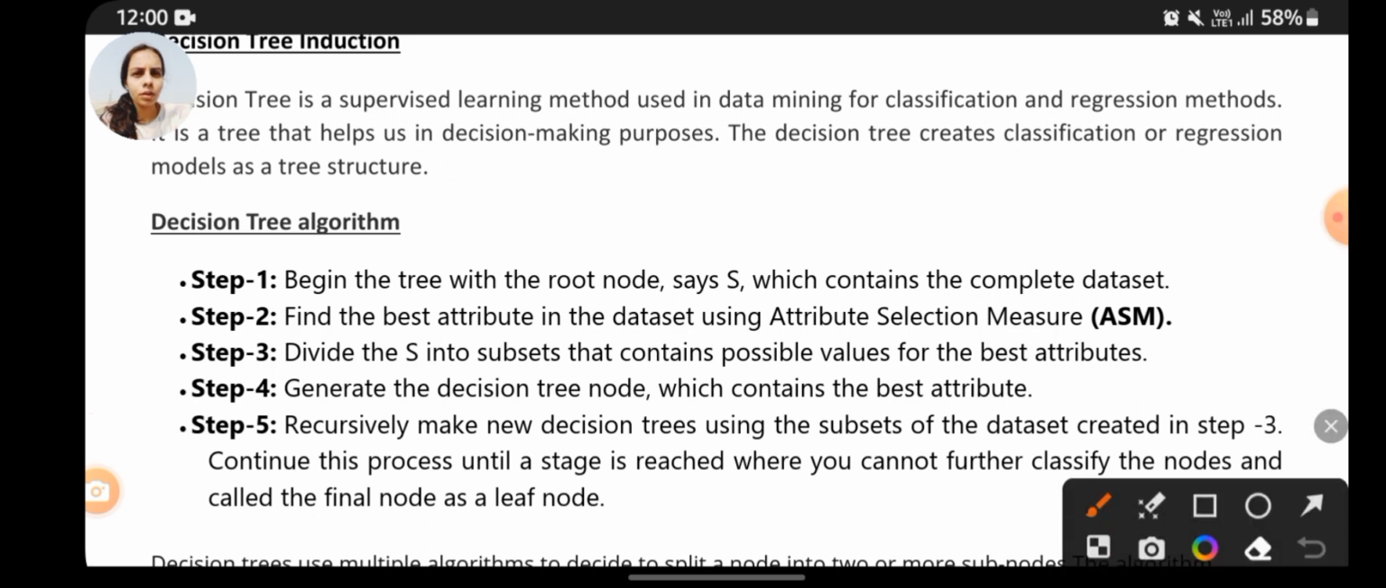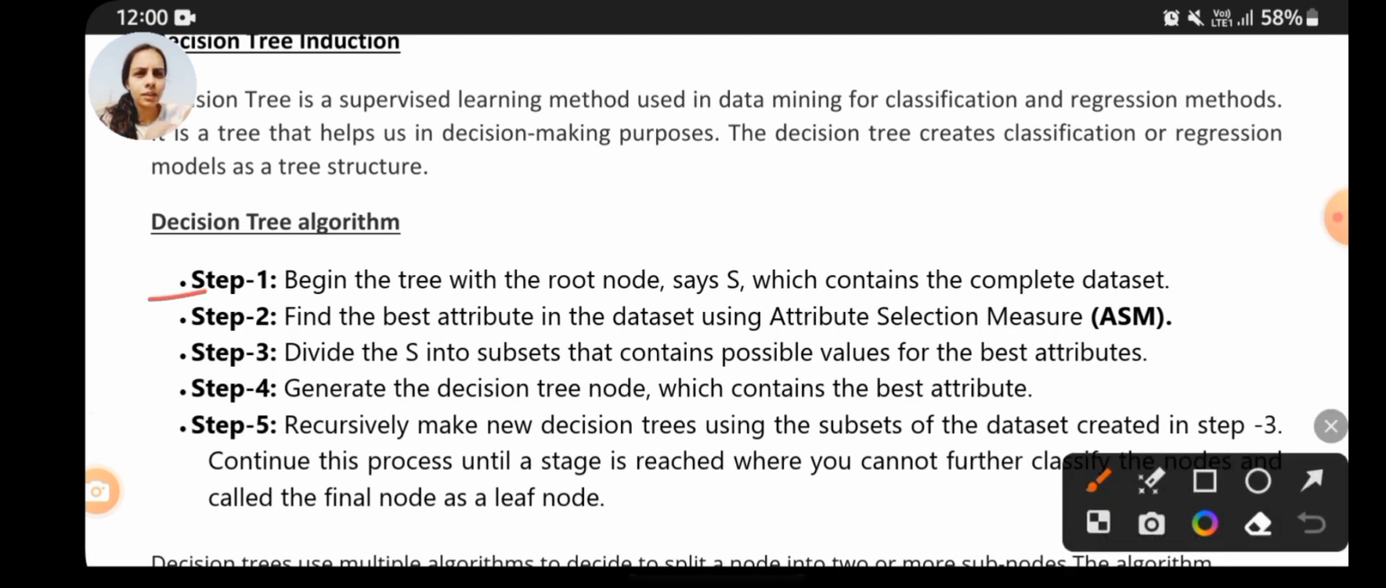The algorithm has several steps. There are basically 5 steps that we are discussing. Step 1: begin the tree with the root node, say S, which contains the complete dataset. So the first step is defining the root node. In step 2, find the best attribute in the dataset using the attribute selection measure, also called ASM.